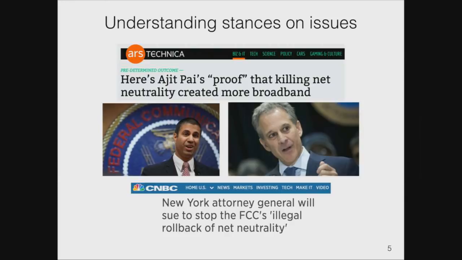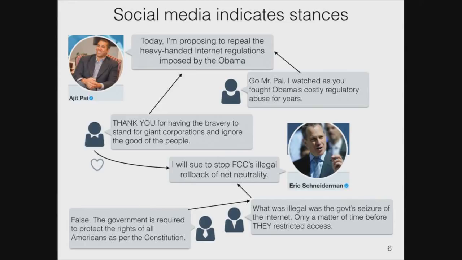So first, a problem that we can all relate to. Recent issues come up in the news all the time. And an important problem is to understand attitudes and how users feel about these topics. So we want to understand stance. A recent issue has been net neutrality, with key actors like Ajit Pai and Eric Schneiderman. And one data set for this might be social media.